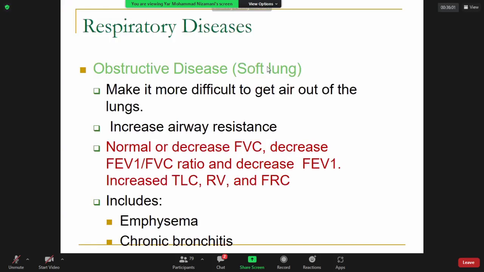तो एक्सीलेंट, इसने बताया बच्चा। So obstructive lung diseases, they are nothing but soft lung. They include, नाम भी आने चाहिए डिजीज के, ठीक है? So obstructive lung diseases include emphysema, chronic bronchitis, and asthma, right?